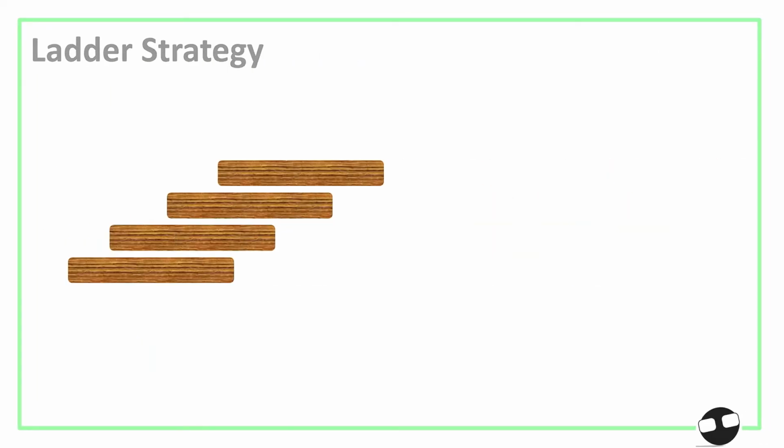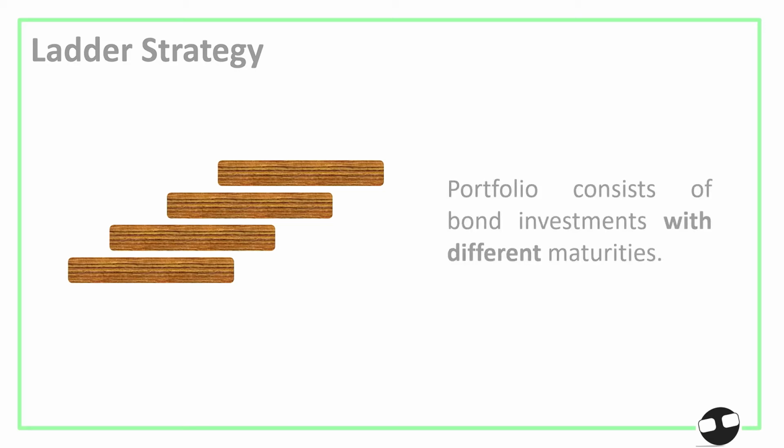So here we have the first strategy in bond investing. The first one is what we call the ladder strategy. So here, the portfolio consists of bond investments with different maturities. So we have intermediate bond funds maturing in less than 3 years. We have medium-term bond funds maturing in, let's say, 3 to 5 years, and long-term bond funds maturing in more than 5 years.